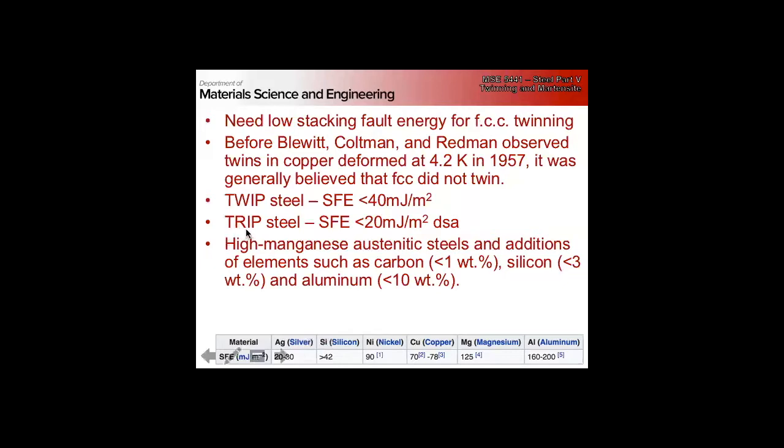TRIP steel, this is transformation-induced plasticity. So this is where you have actually a martensitic transformation that's driven by the stress in the same way that you have twinning that's driven by the stress. And this is even lower stacking fault energy. Right, and these are high manganese austenitic steels, right? So they're FCC, and they're basically silicon and aluminum with lots of manganese and a couple other things.